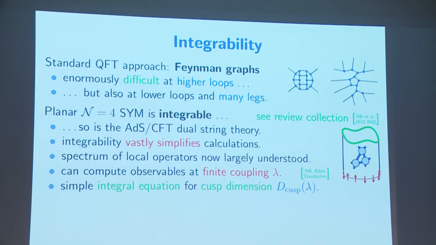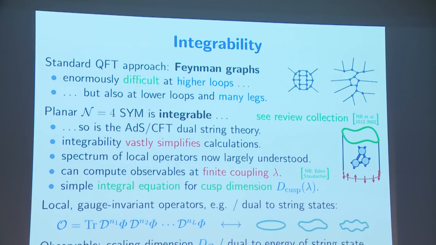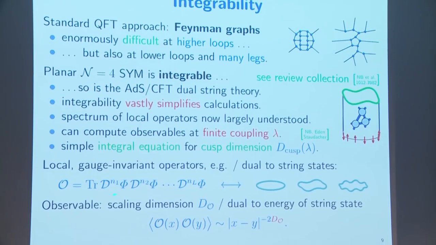But the nice thing is that this gauge theory is integrable in the planar limit, and then also the AdS CFT dual string theory is, and that simplifies some calculations that you want to do. In particular, the first thing that was understood well is the spectrum of local operators, which we now largely understand how to compute. And the nice thing is that one can now compute observables not just perturbatively at small lambda, but even at finite lambda or at large lambda, and compare them to the string theory picture. For example, one example I can give here is a simple integral equation that we've derived for the cusp dimension, which I'll just mention again in a few minutes.